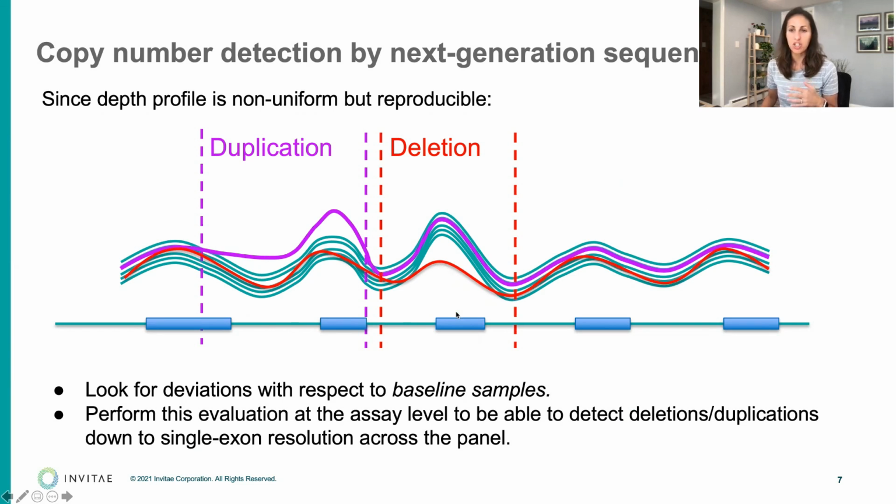So it's really just a good screen, but often labs will then confirm this with another method to make sure that, yes, we are seeing a duplication in the purple individual and a deletion in the red individual.